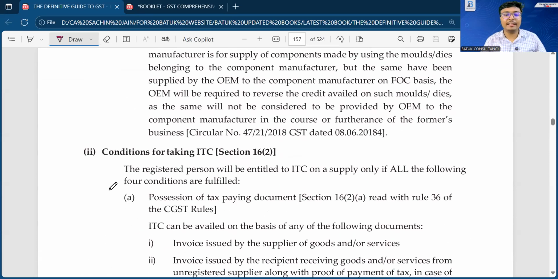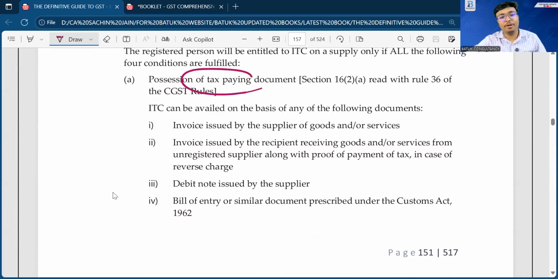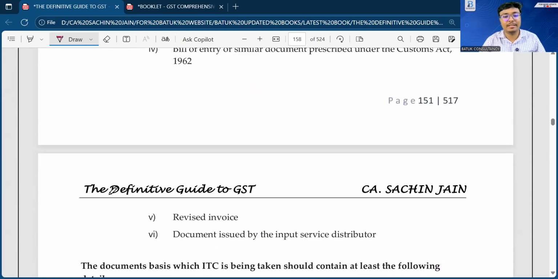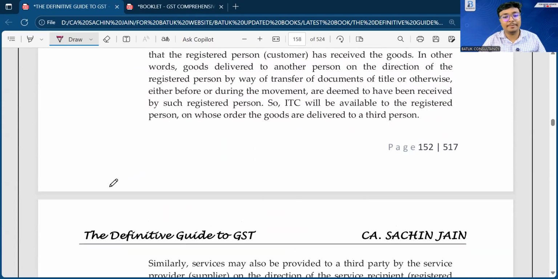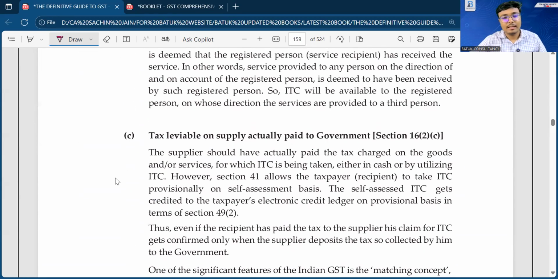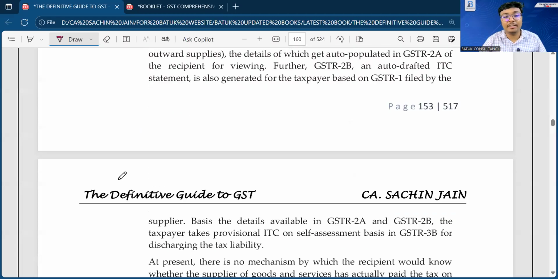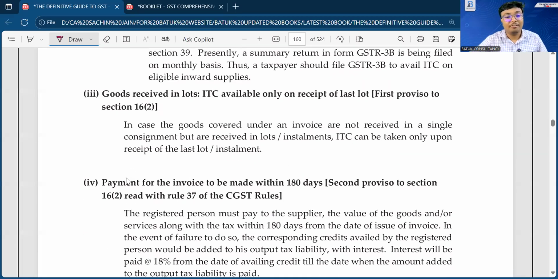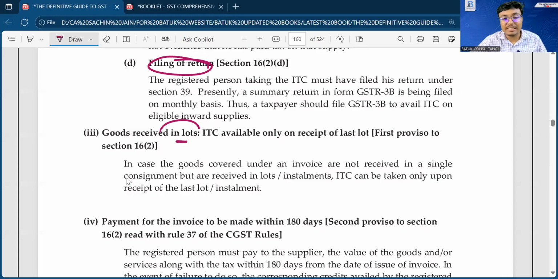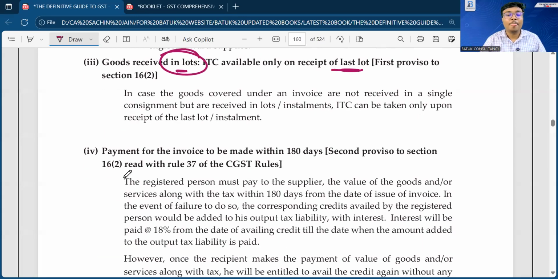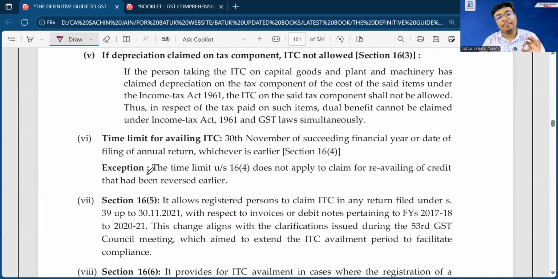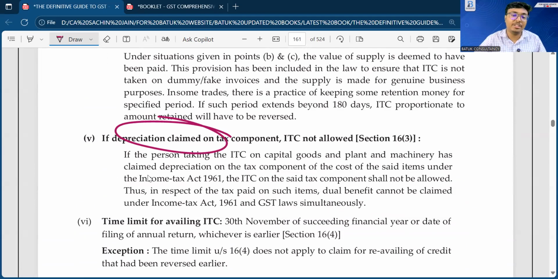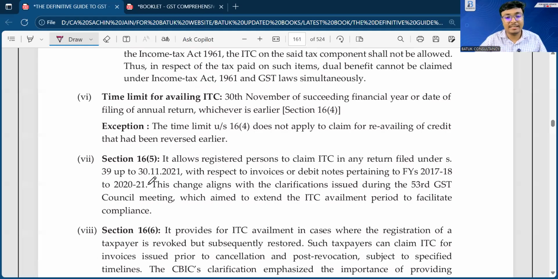The conditions for taking the input tax credit: you should have your tax invoice, invoice, or debit note. Second, receipt of goods and services is also required. Tax leviable has actually been paid to the government, and the return has been filed. If goods are received in lots, ITC will be allowed at the time of the last lot. Payment to the supplier within 180 days is required. If you have not made the payment, reversal is required, on account of depreciation, and the timeline to claim the input tax credit is 30th November of the subsequent financial year.